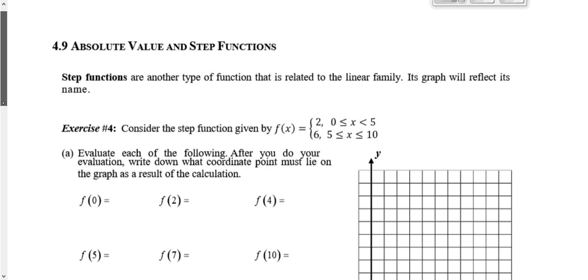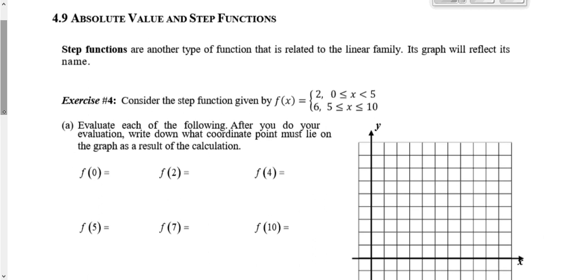Step functions now. They're named step functions because when you graph them, it'll kind of look like a set of steps. Yeah? So here is, well, it looks like a piecewise function. I don't understand why everyone has such a hard time with these. But anyway.